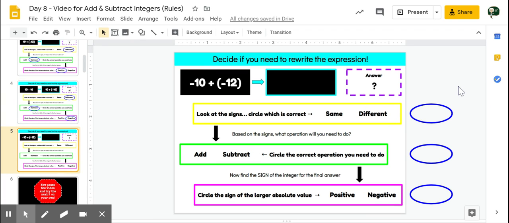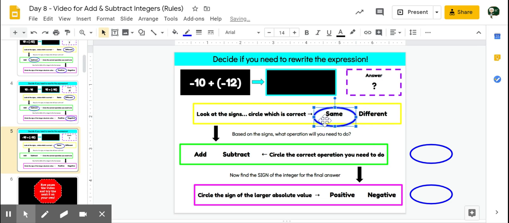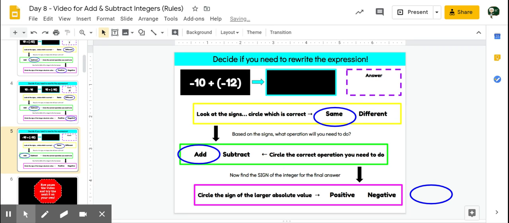Okay, and so for our last example, we have a negative 10 plus a negative 12. This is an addition problem, so I don't need to rewrite it. I can leave it as it is. So we look down to our first rule. Looking at our signs, are they the same or are they different? Well, I have a negative 10 and a negative 12. These signs are the same. Our rule for signs being the same tells us that I have to add the numbers together. So I use my absolute values, 10 and 12. Adding 10 and 12 together is going to give me 22.